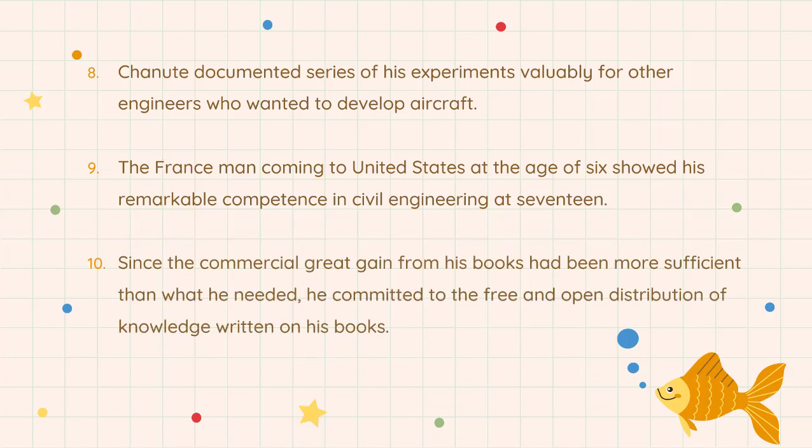The next, the last, I think, since the commercial great gain from his books had been more sufficient than what he needed, he committed to the free and open distribution of knowledge written on his books. Which one? Commercial great. Okay, there are two adjectives, so be careful with the order. It should be great commercial gain, because great is the opinion and commercial is the purpose. So great comes first, then commercial. Okay, so number 10 is about the order.